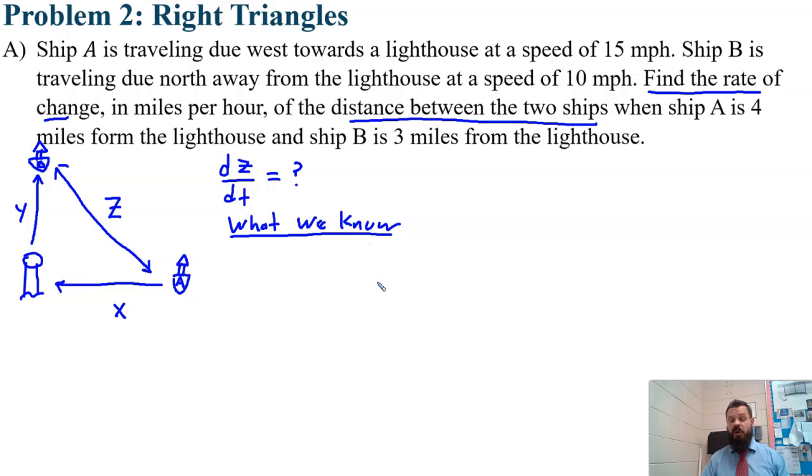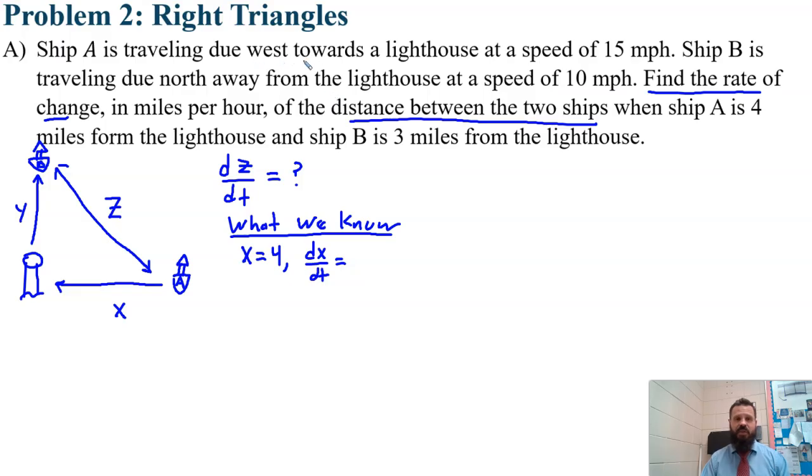Okay, what we know, and there will also be some things we might want to find right off the bat here. First thing I have is we're looking for the rate of change of this distance when ship A is 4 miles from the lighthouse. So in other words, when my x here is equal to 4, and we're talking related rates, so if I know x, I probably also want to know dx over dt, or I probably need to know it. And that's given to me right off the bat.